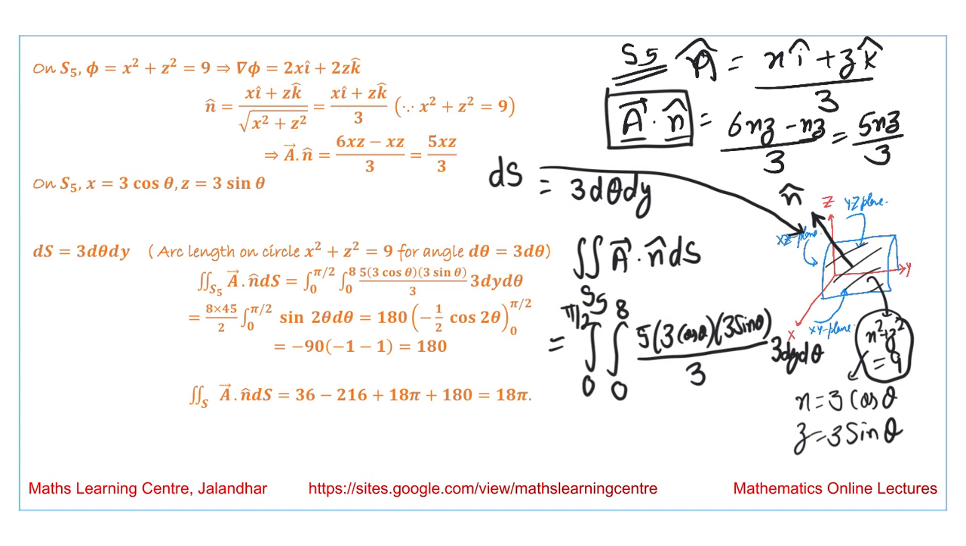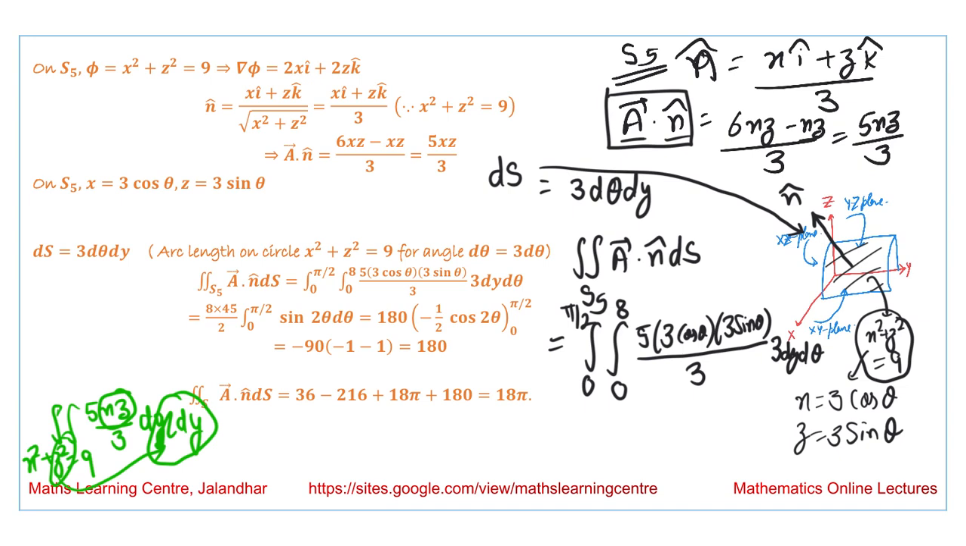Now why are we using this approach? Because otherwise the integral we would have is a double integral of 5xz by 3 dx dy, with limits varying over x square plus z square equal to 9. Now over here we have dx dy, and we have x and z, but z and y are not independent, z and y are not independent.